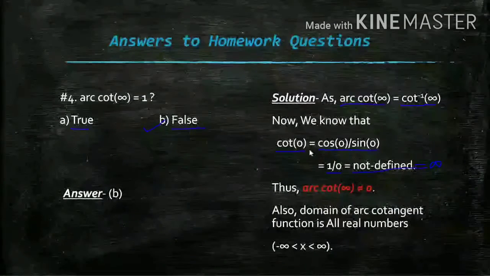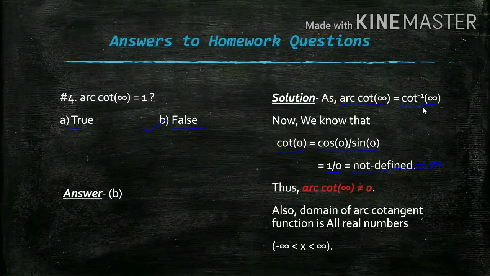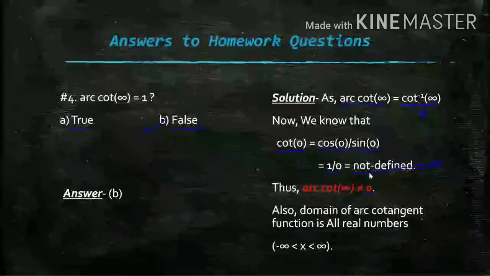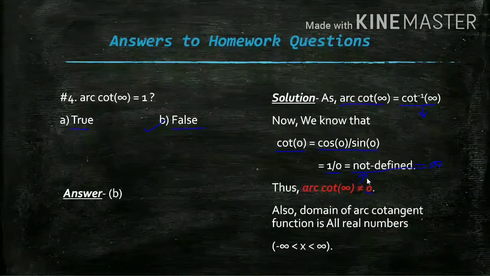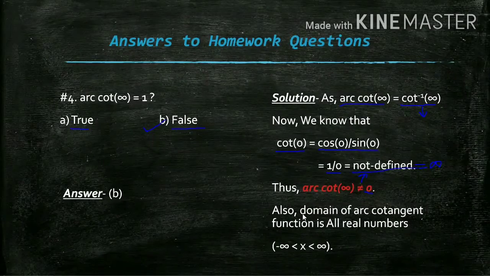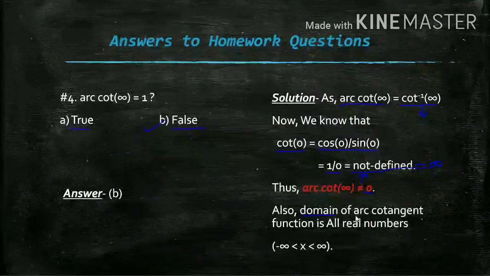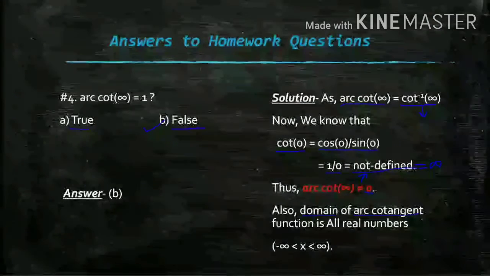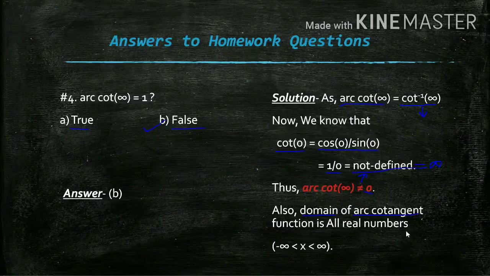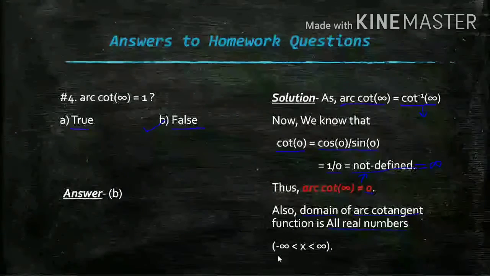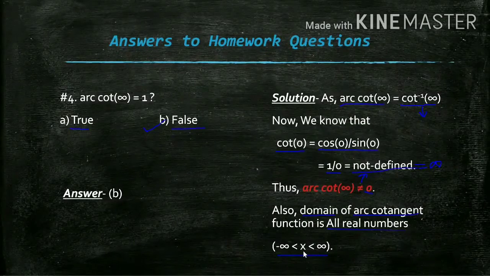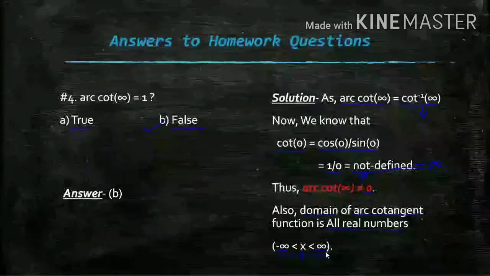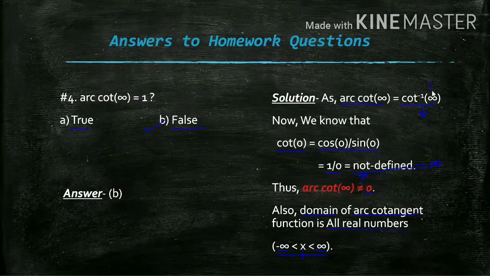1 by 0 is infinity. So 0 would be nothing but cot inverse of infinity. But basically it's not equal to infinity. We will say it's not defined, because by notation you can see that the domain of the arc cotangent function, that means the inverse cot function, is all real numbers, excluding plus minus infinity. You can't take infinity and minus infinity. So it's not defined basically directly from the domain.